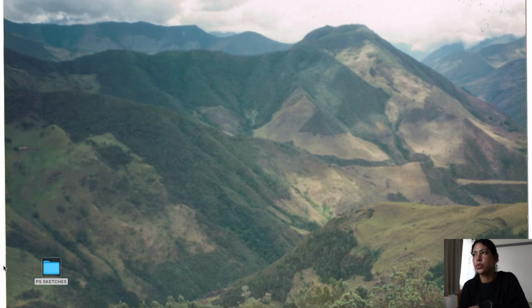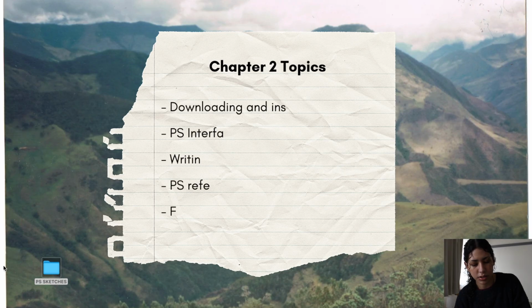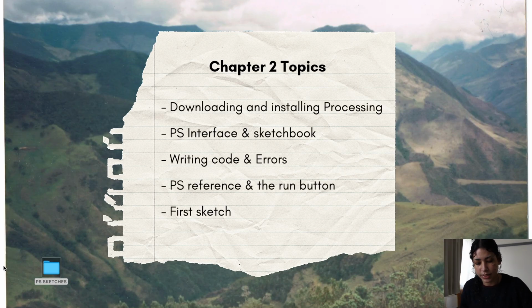Chapter 2 goes more into processing. We're going through downloading and installing processing, the processing interface, the sketchbook, what writing code actually looks like and where we would do that. And also we're going through errors, the processing reference, the run button, and doing our first sketch as well.